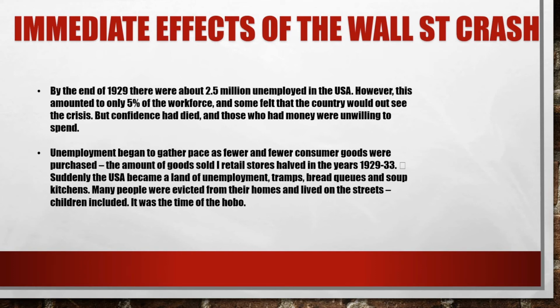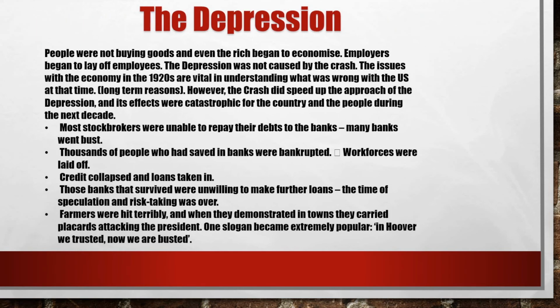All of a sudden, the USA is a land of unemployment, tramps, bread queues and soup kitchens. Many people are evicted from their homes, they live on the streets, they lose their life savings, and it's the time of the hobo. Thousands of men travel the country, they hitch rides on rail cars and freight wagons, and it creates an utter depression in the USA. So people were not buying goods, and even the rich began to economise. Employers lay off employees.